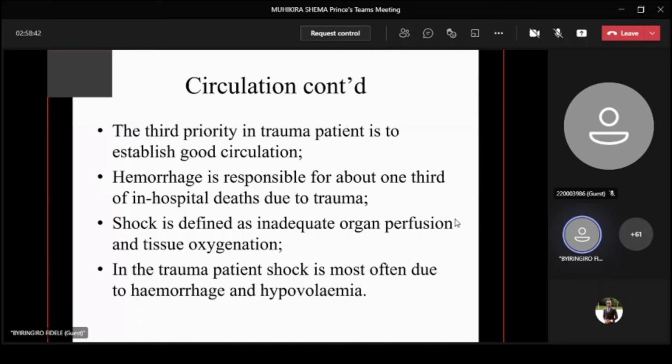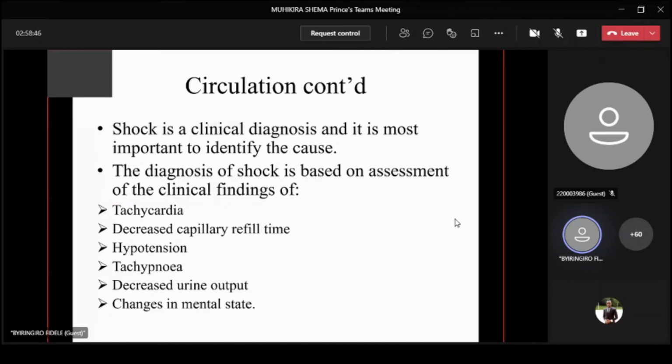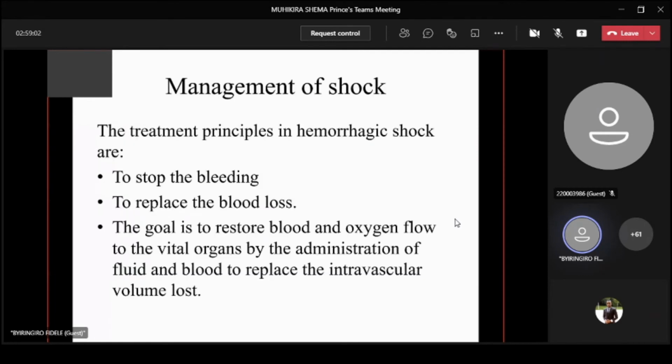It is based on assessment of the clinical findings of tachycardia, capillary refill time, hypotension, tachypnea, decreased urine output, and changes in mental state. The treatment principles in hemorrhagic shock, number one, is to stop the bleeding, to replace the blood loss, and the goal is to restore the blood and oxygen flow to the vital organs by the administration of fluid and blood to replace the intravascular volume lost.